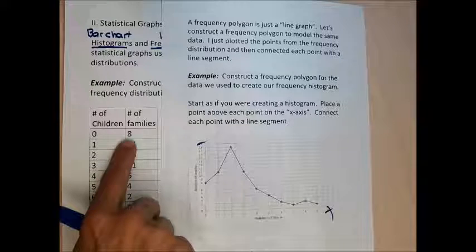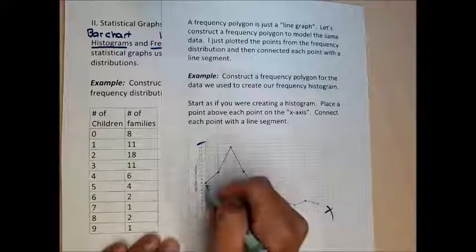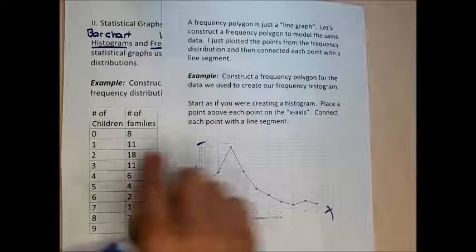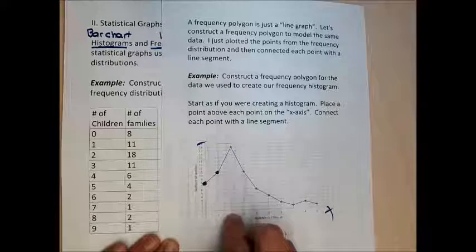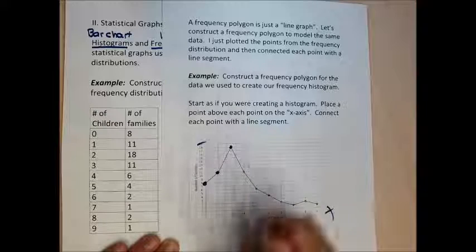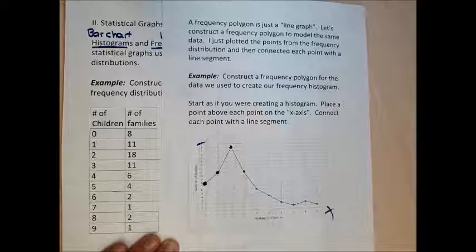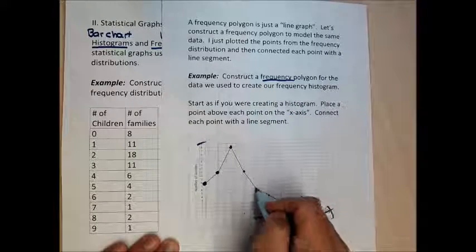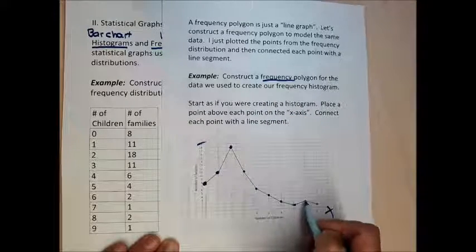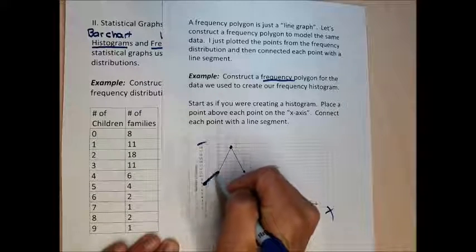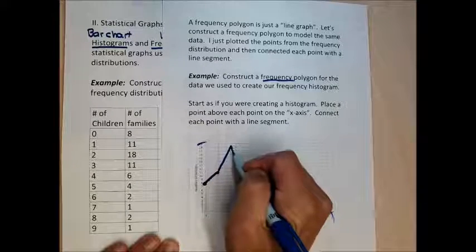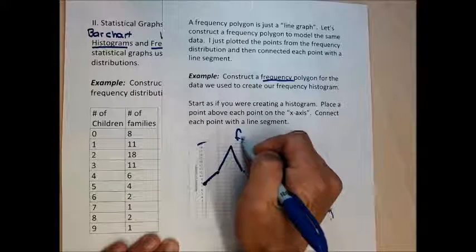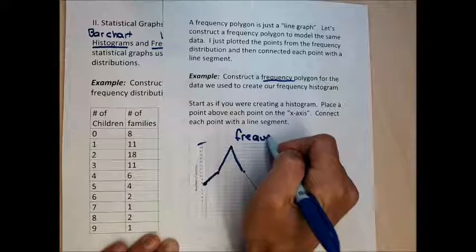And now above each number on the X-axis, I'm going to find the correct Y. So above 0, I found 8. Above 1, I found 11. Above 2, I found 18. Above 3, I found 11, and so forth. And to make this a frequency polygon, which is a line graph, after you get all the points plotted, then you just connect each individual point with a line. And when you do that, you now have a frequency polygon.